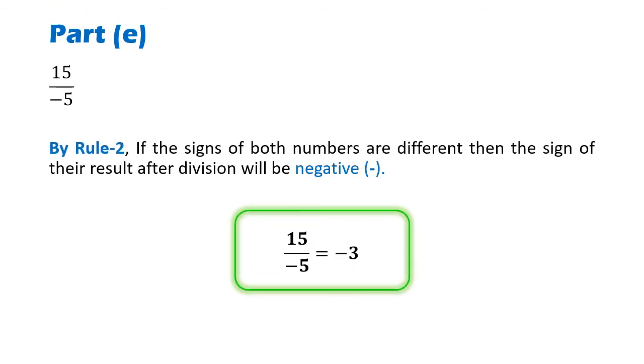Part E. 15 divided by -5. By Rule 2, if the signs of both numbers are different, then the sign of their result after division will be minus. Therefore, 15 divided by -5 equals -3.